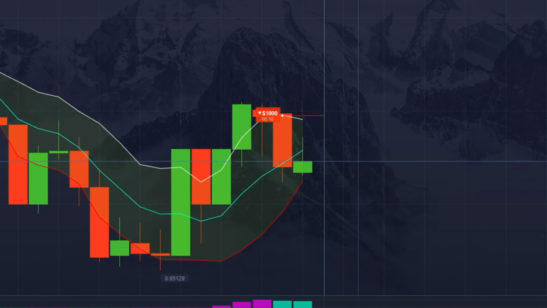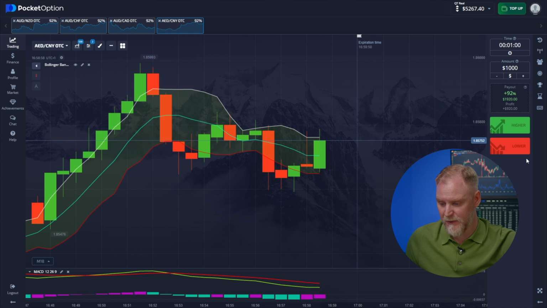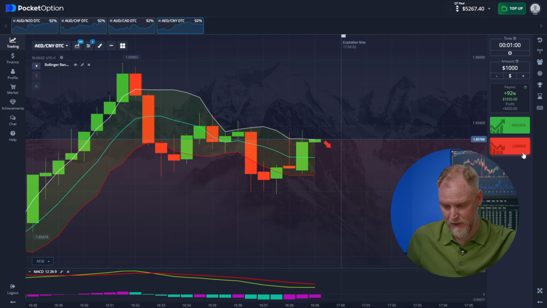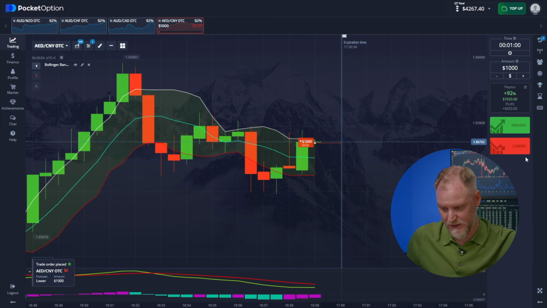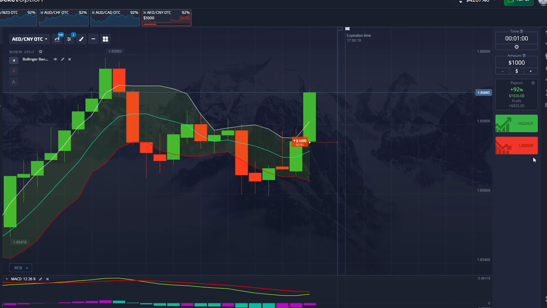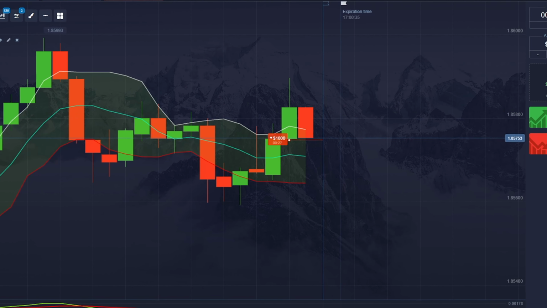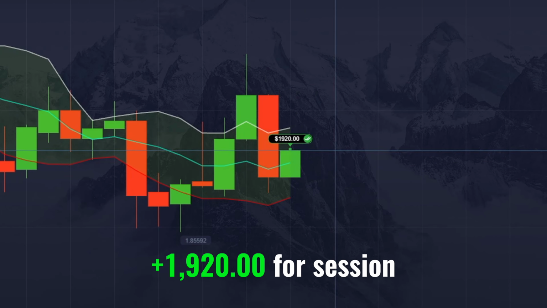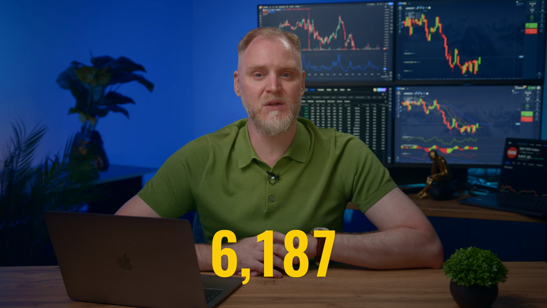Now let's move on to the last trade for today. Our primary pair for the day is dirham and yuan. Expecting them to dip, so hit the button. A powerful impulse like this is unlikely to reverse the trend. Wow, just made 6,187 this session.